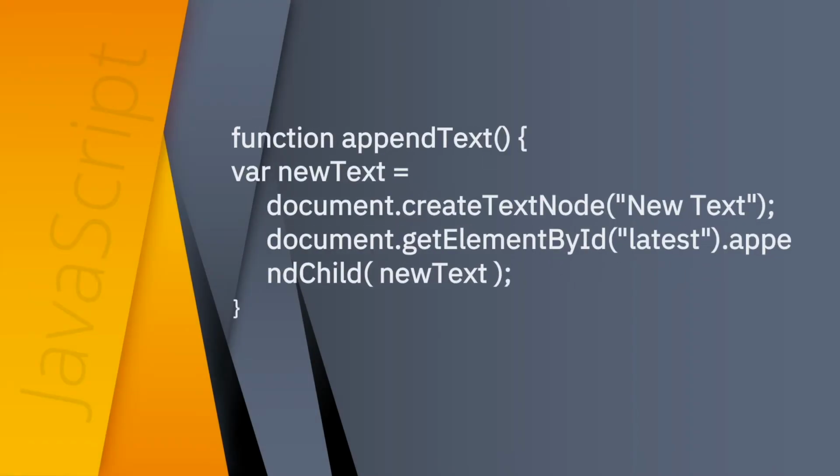Another way to add a text node is like this. Here, we're only using createTextNode and appendChild. This directly references the ID with getElementById. After a dot, we can then just use appendChild, passing it the new text.